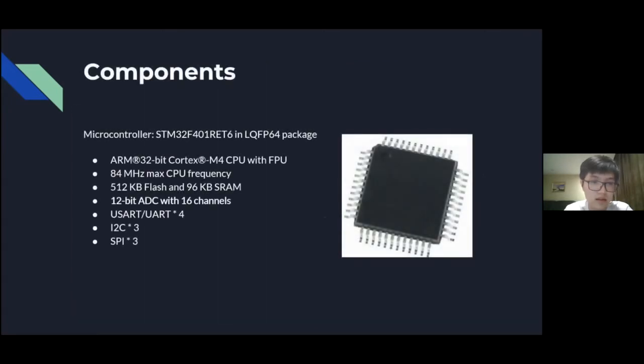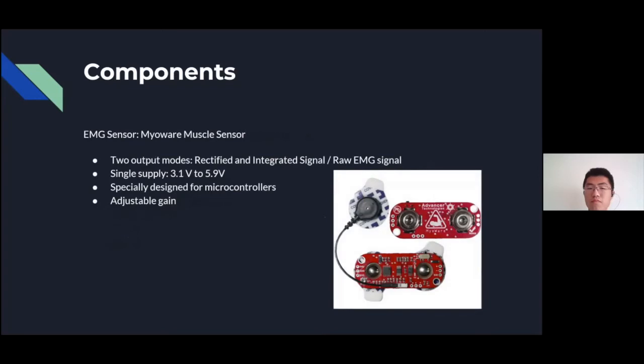This is the STM32 microcontroller we used. We chose this microcontroller because it has enough ADC channels that we need. This is the EMG sensor that we used. It's called MyoWare muscle sensor, and it has 2 output modes, rectified and raw signal. In this project, we used the raw EMG signal so that we can analyze the frequency information.